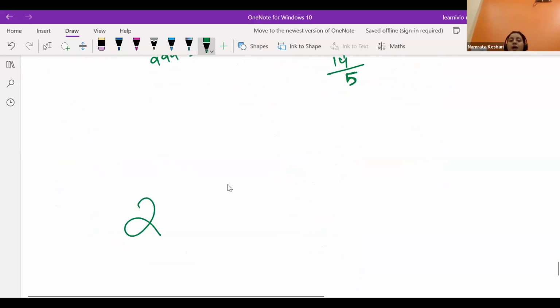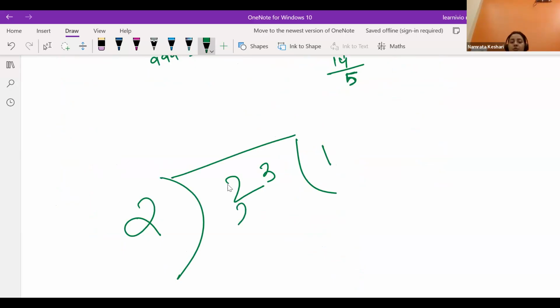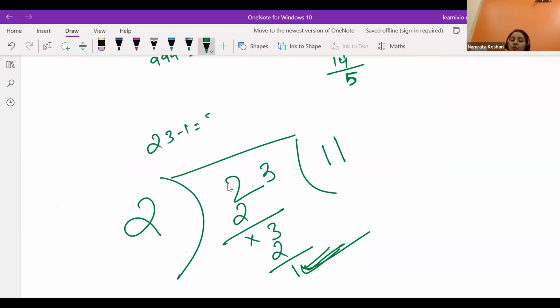Check it. If you have a number, let's say 23, and let's divide it by 2. So 1 times 2, 1 times 2. That means 1 is extra in this 23. If we exclude that one, 23 will become 22 and then it will be completely divisible. Remainder means what? That is the extra we are getting. If that will not be there, it will be completely divisible. That's the meaning of remainder.